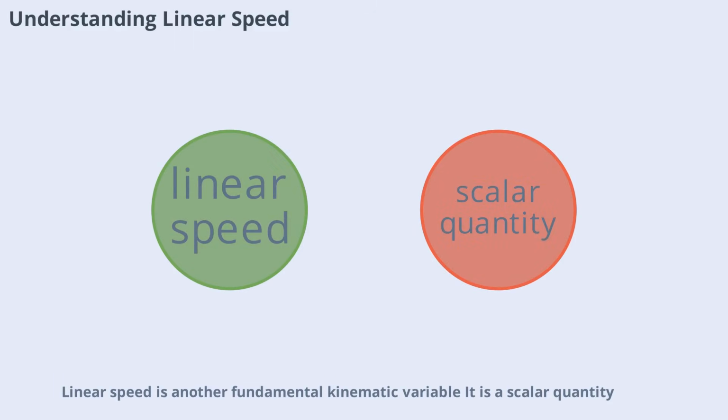Linear speed is another fundamental kinematic variable. It is a scalar quantity, meaning it only has magnitude and no direction. Speed is calculated by dividing the distance covered by the time taken. In biomechanics, measuring speed helps us understand how quickly someone or something moves, which is essential for evaluating performance in activities like running, cycling, or swimming.